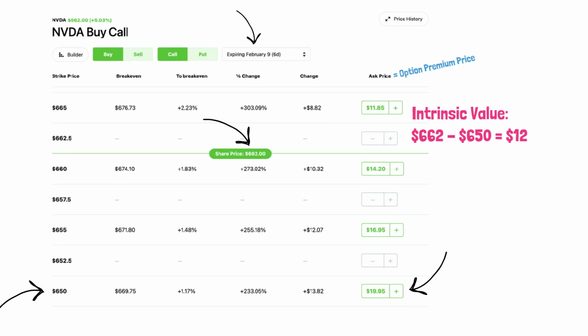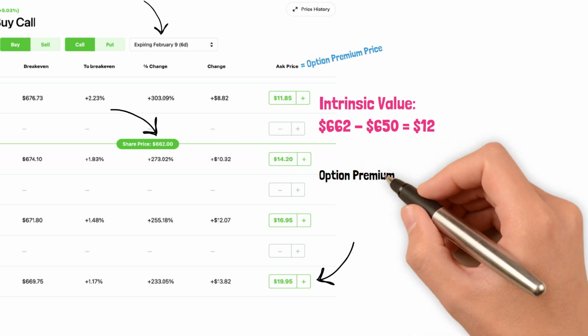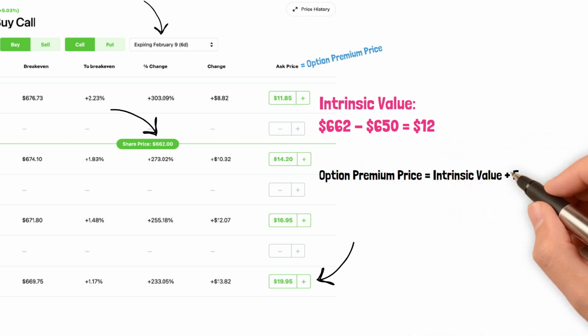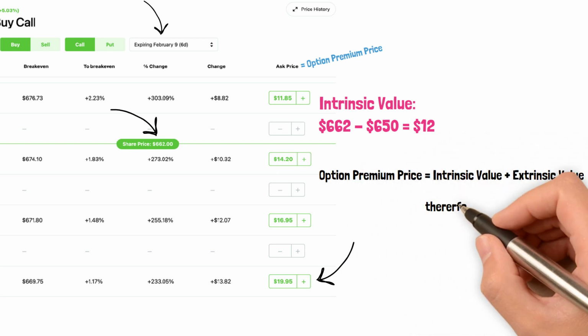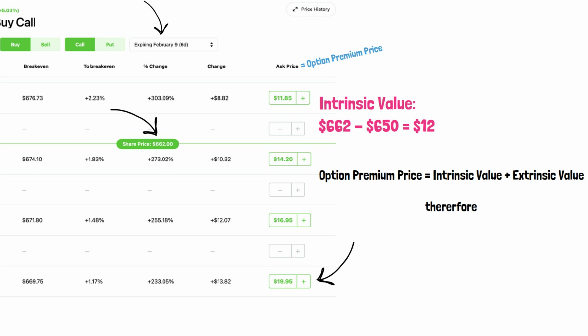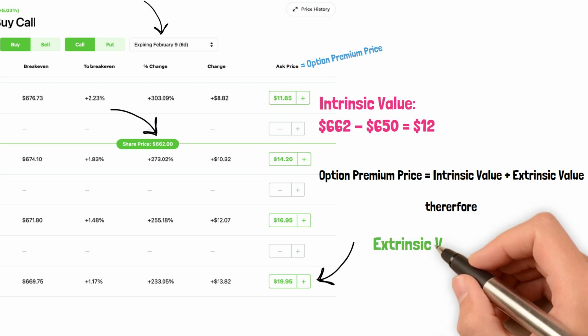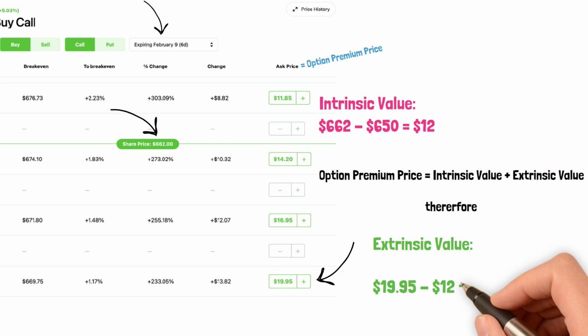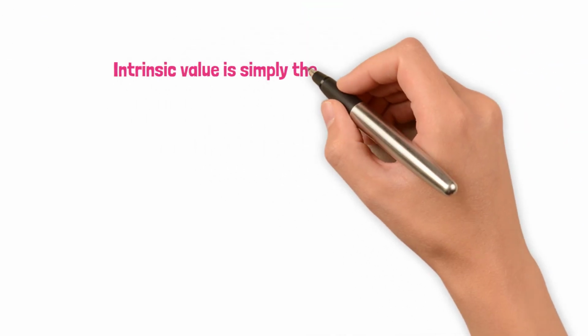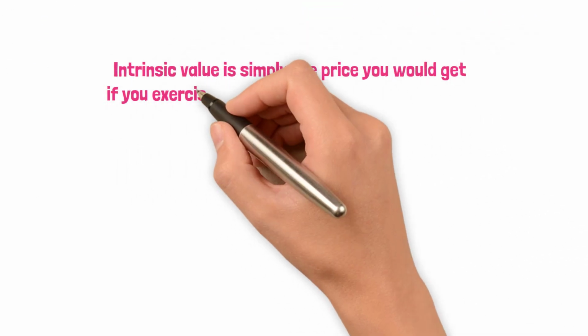Since we know the formula for the options premium price equals intrinsic plus extrinsic value, then we can solve for extrinsic value using some basic algebra. The extrinsic value will be $7.95. What do these values signify? Well, the intrinsic value is simply the price you would get if you exercised the call option right this moment.